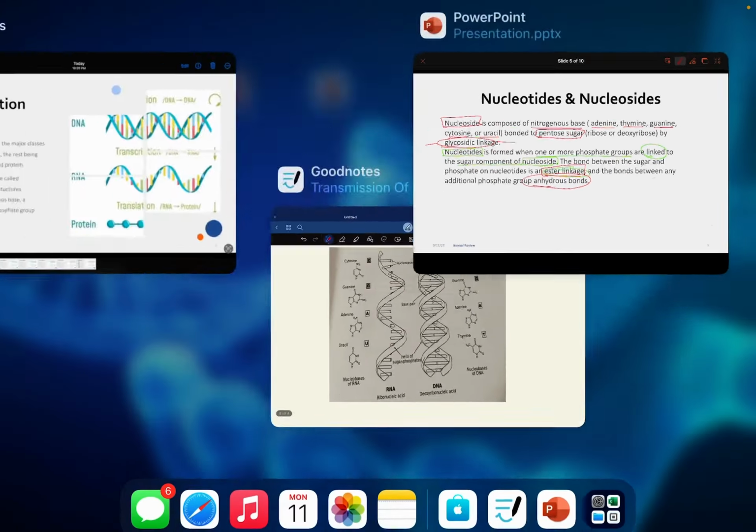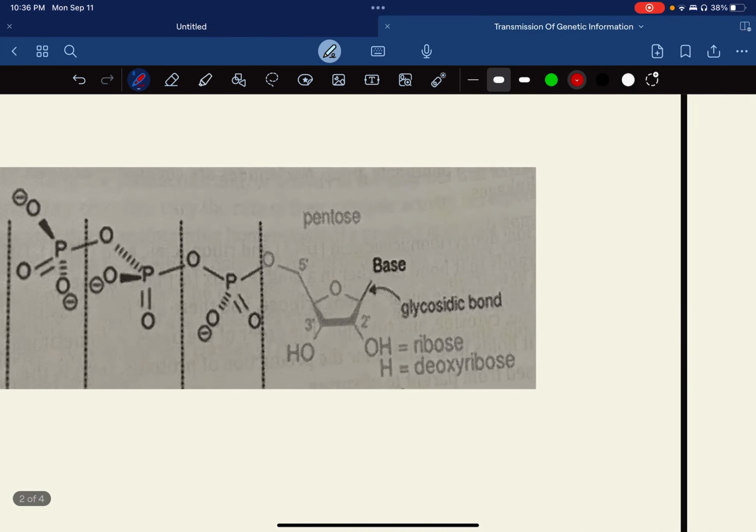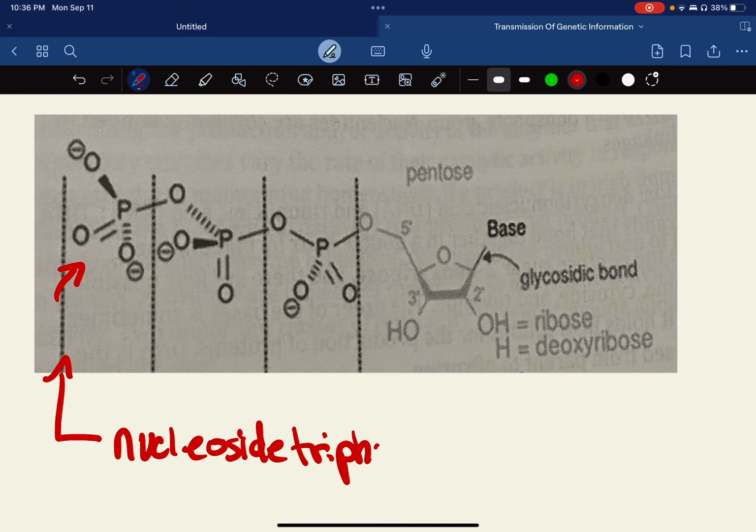So in this next picture, we are going to see that. Here we have nucleoside triphosphate. So where is this located in the structure? It is located right here, all the way up here. This is nucleoside triphosphate.